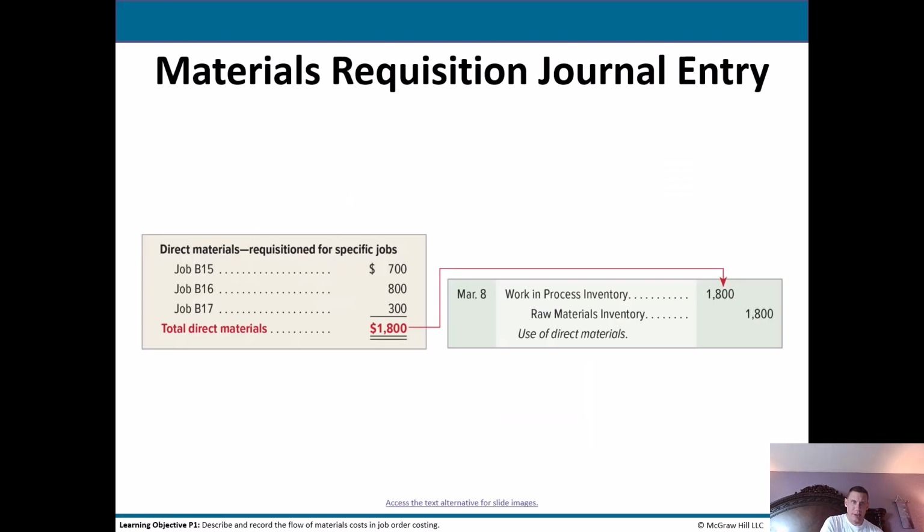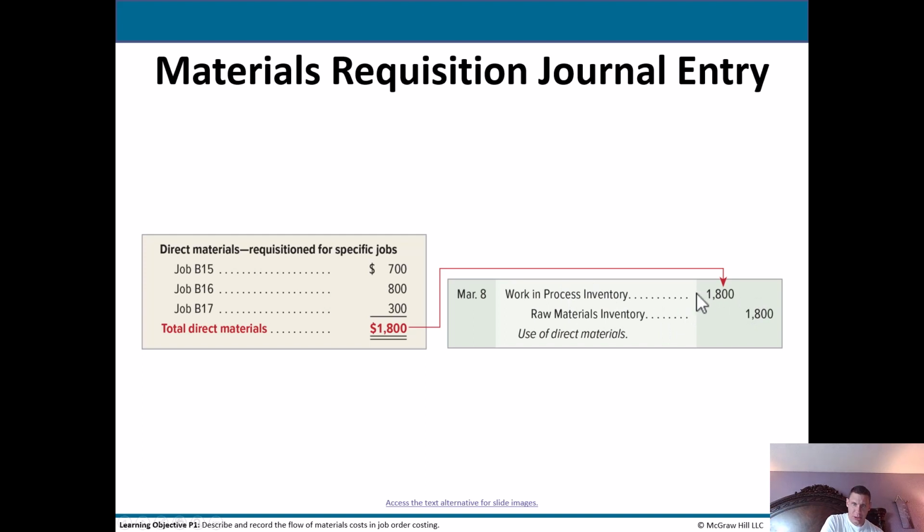So what about the journal entry for the requisition? The first thing they would do is say, okay, what requisitions did we have? We had a $700 requisition for B15, $800 for B16, and then $300 for B17, right? So total requisition of $1,800. So what they're going to do here is debit work in process inventory. Again, that's an asset account, so normal debit balance.